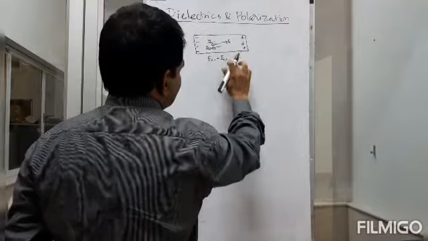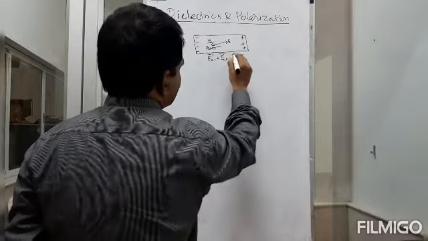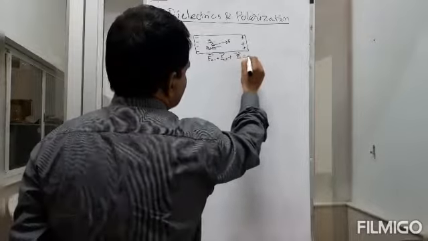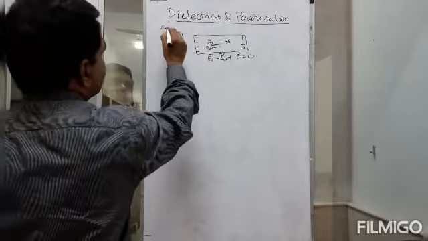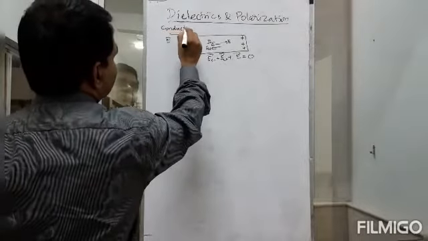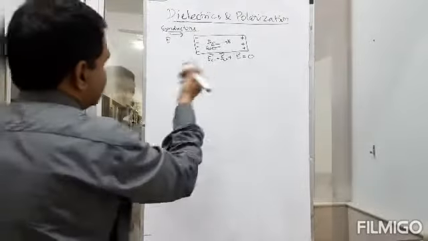Okay, and then I'll say this. So this plus this plus this, when you add all these three, then the field inside will be 0, and that is in the case of conductors. But what happens in the case of insulators or dielectrics?